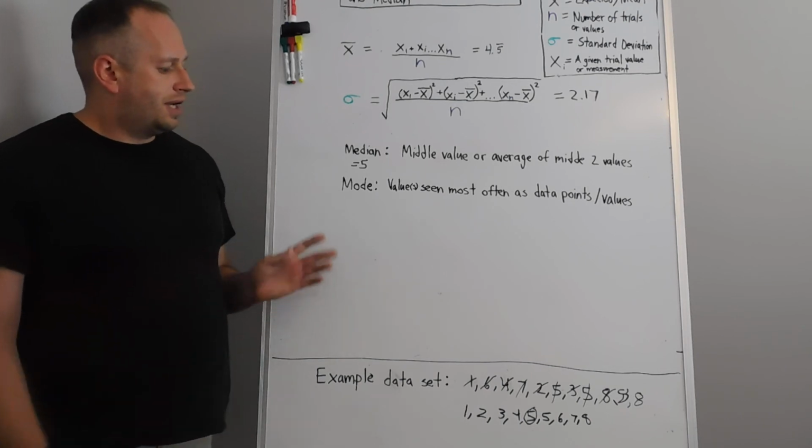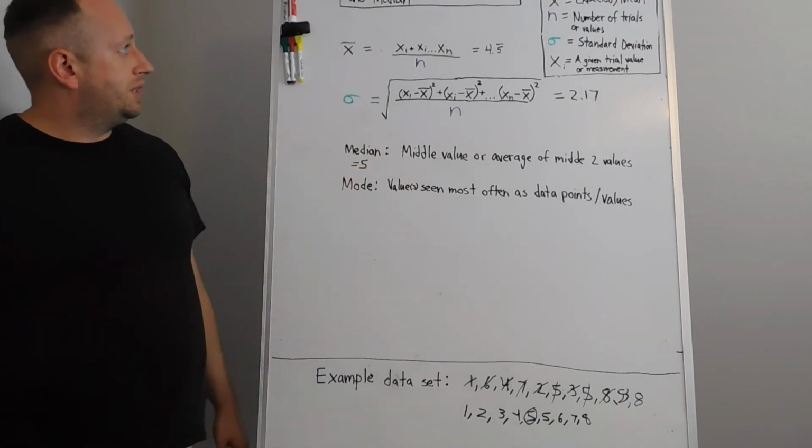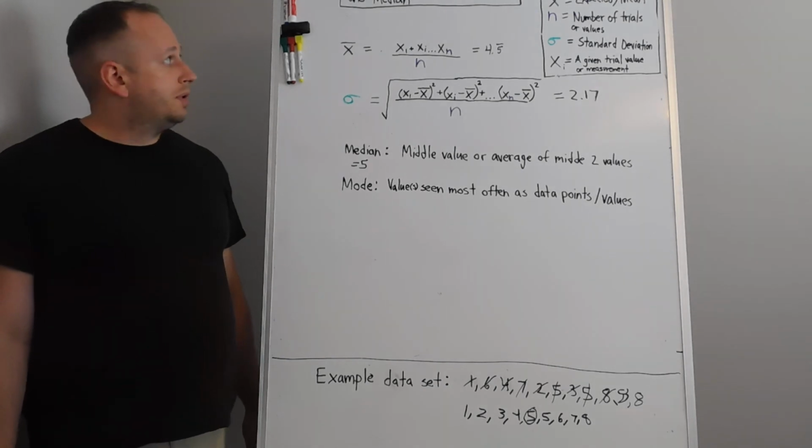So that's going over those 4 things: the mean, the standard deviation, the mode, and the median.